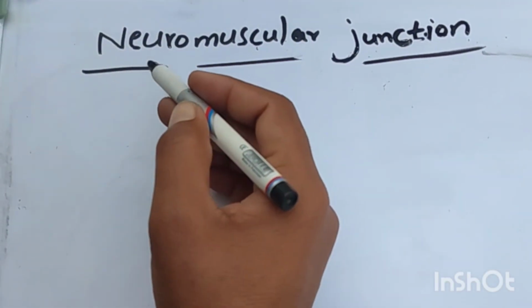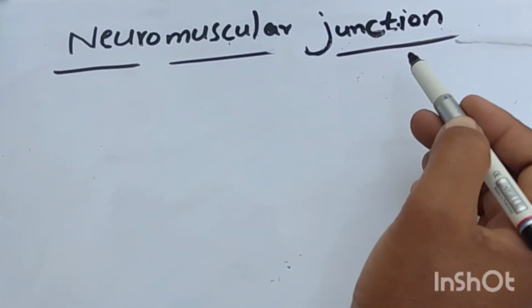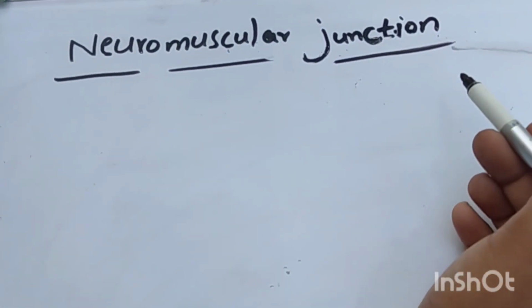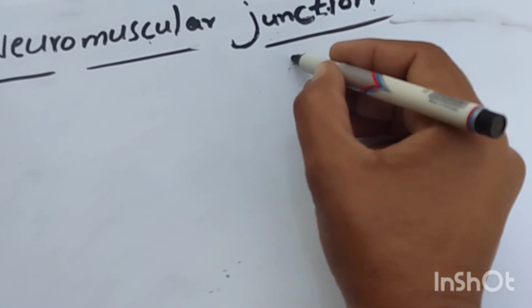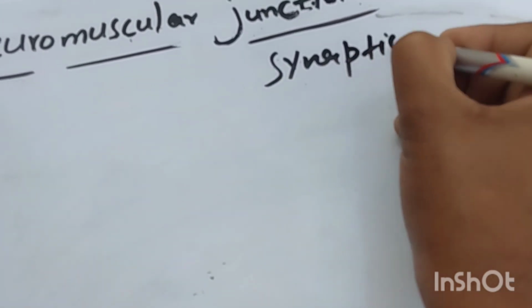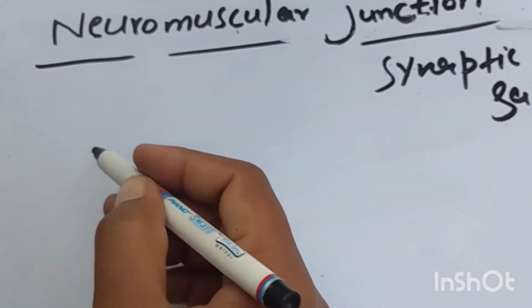Today our topic is neuromuscular junction. Neuro means neuron, muscular means muscles, and junction means the connection between the neuron and muscles. This junction is a synaptic gap. The synaptic gap between the neuron and muscles is called the junction.